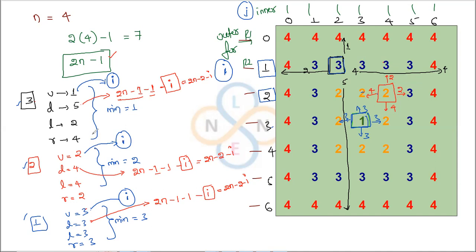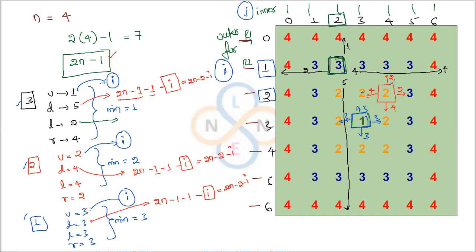Let us go for left. So what is this left value? 2. When we consider this 3, left value is 2. 2 is represented by the corresponding j value, correct?